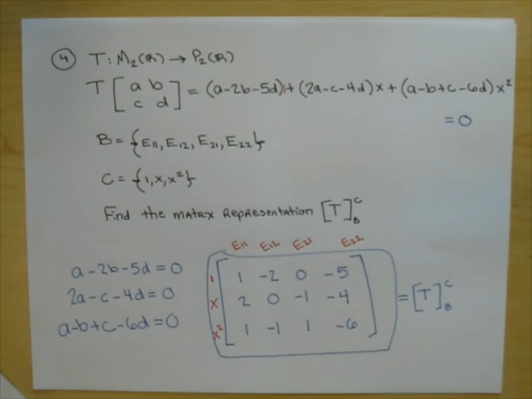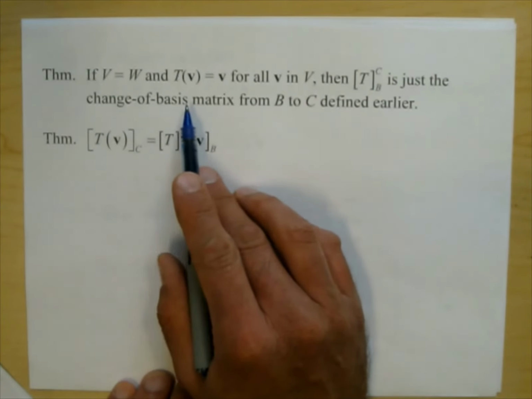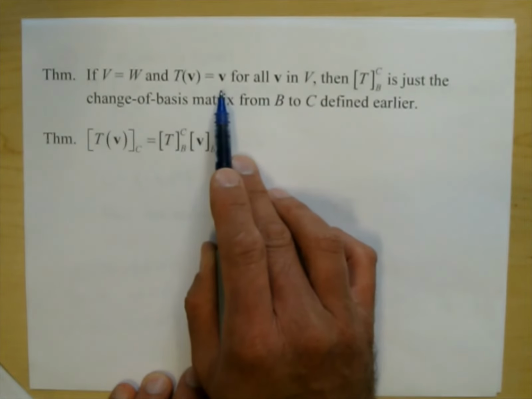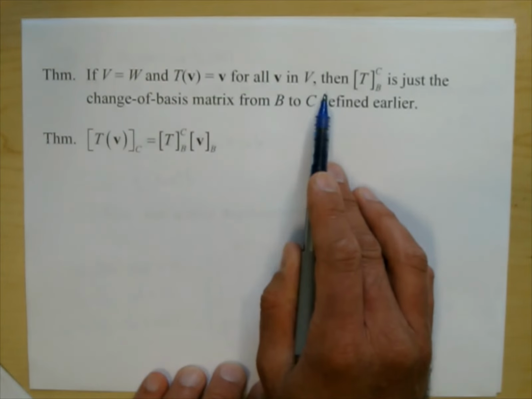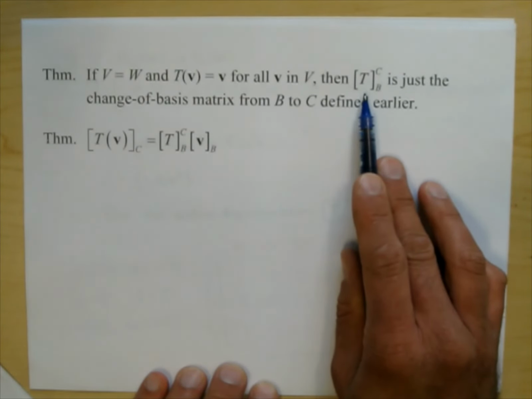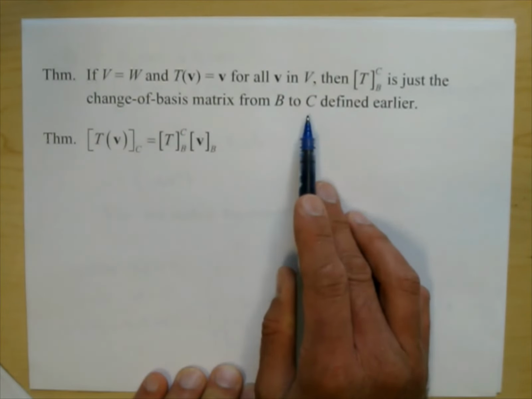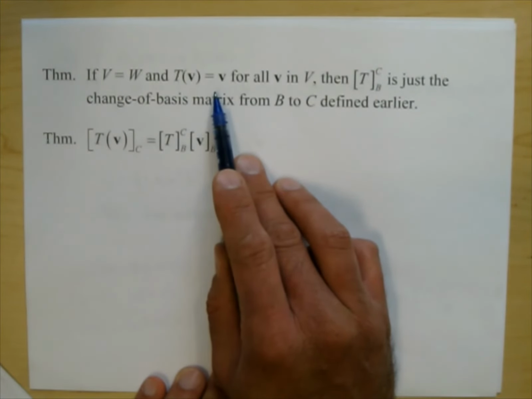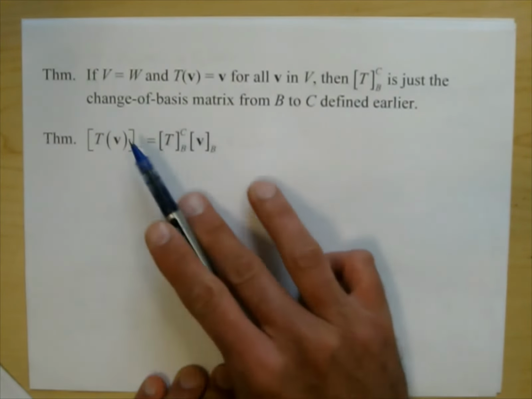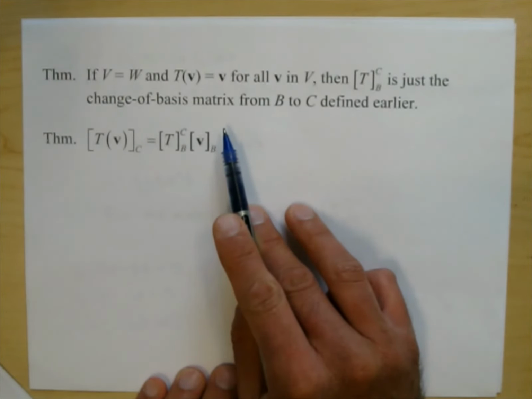Last two theorems right here. If V is W and T of v equals v for all v in V, then this matrix representation is just the change of basis matrix from B to C defined earlier. So if the linear transformation is sometimes called the identity transformation, then you just have the change of basis matrix that we have defined when we're doing change of basis.